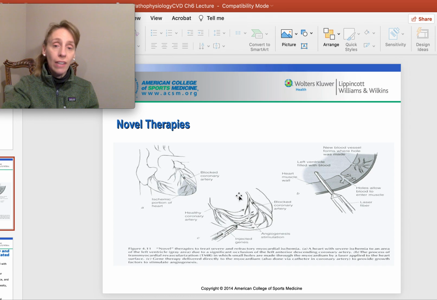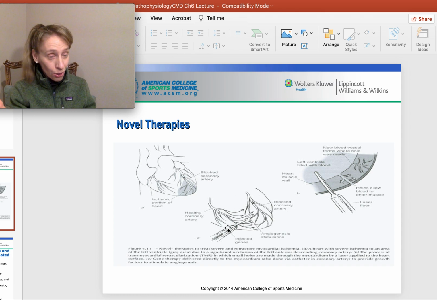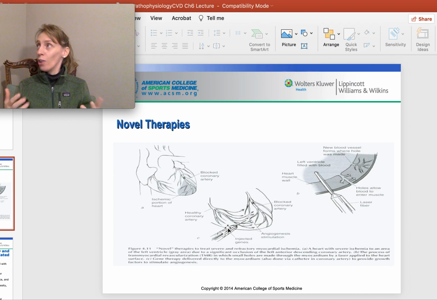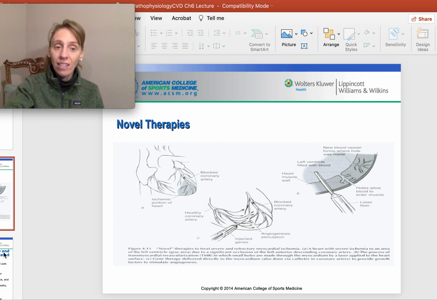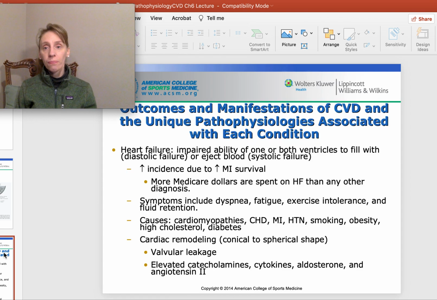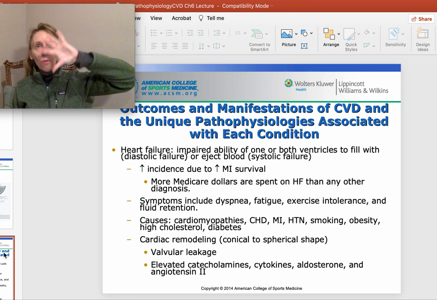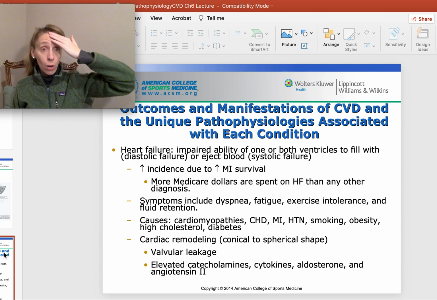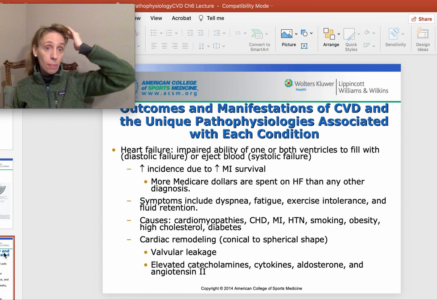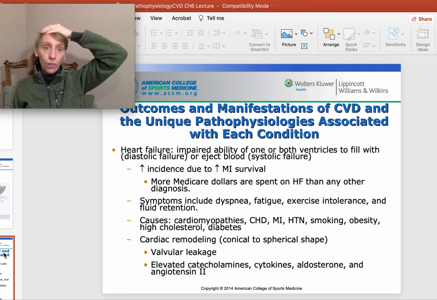So here is science trying to stimulate collateral growth. I'm here to say what you're trying to encourage people to do is just go exercise, right? Because that in itself has the ability to create new collaterals. Okay, so basic outcomes when you think about treatment. I went over CABG and I went over stenting and angioplasty. The other thing I want to go over is who these other types of patients are that you're going to see in cardiac rehab.